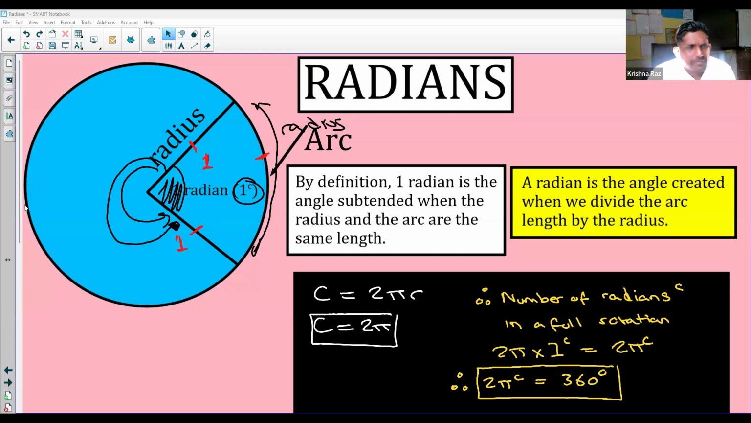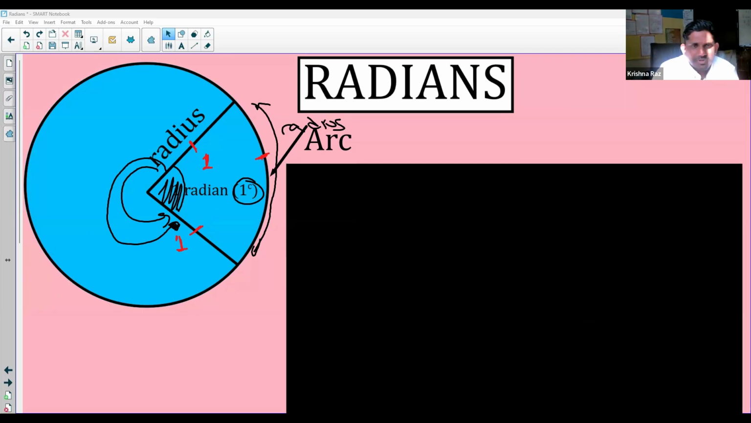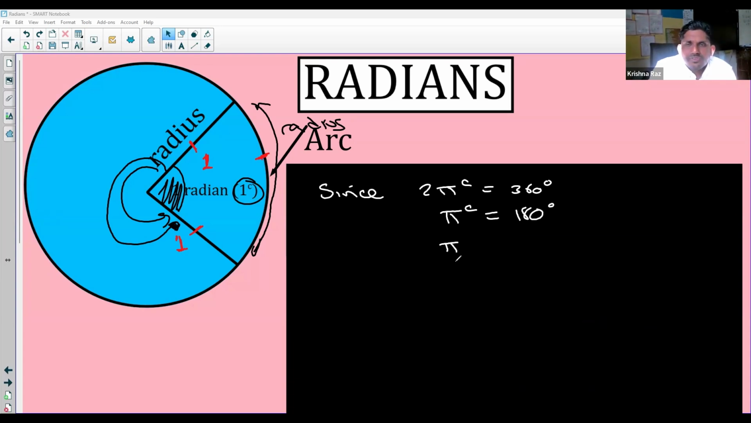So furthermore, since 2 pi radians equals 360 degrees, it follows that pi radians must be 180 degrees. Pi over 2 would be 90, and so on.